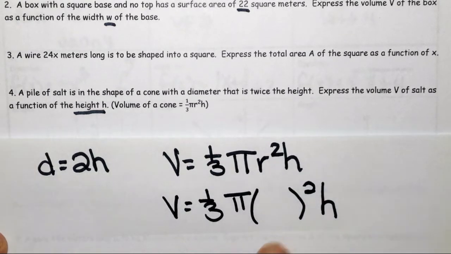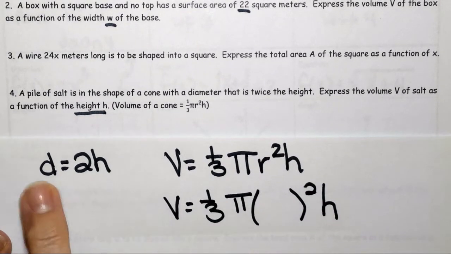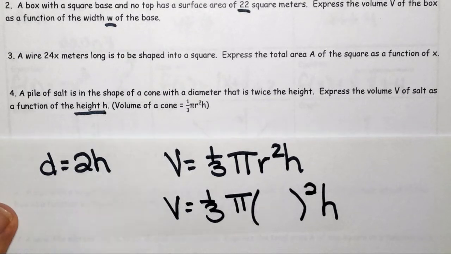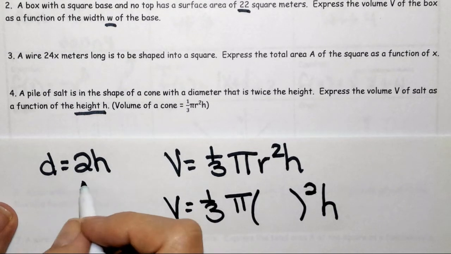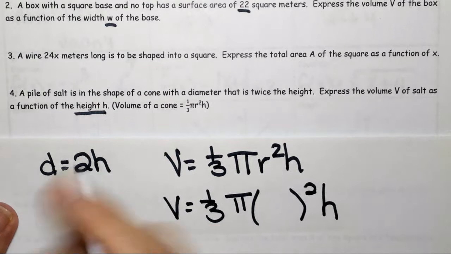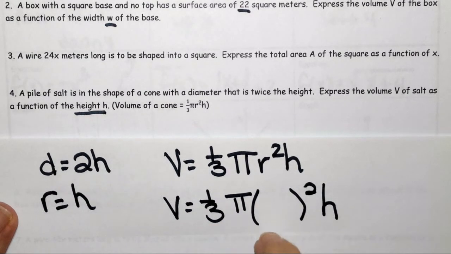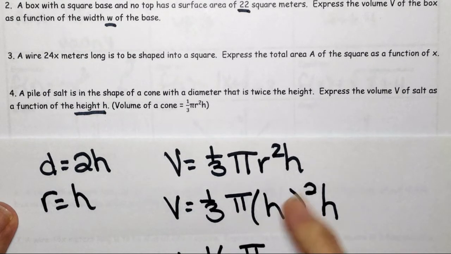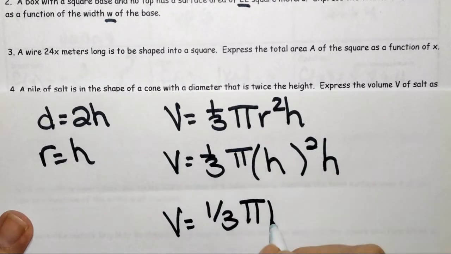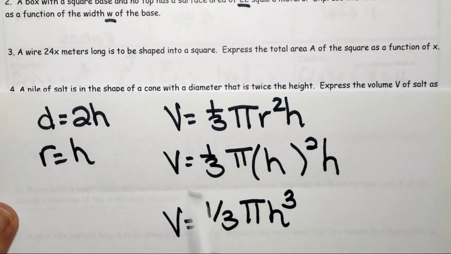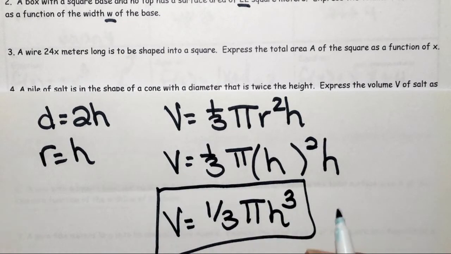So I need to figure out what r is. Well, I know the diameter is twice the height. So we also know the radius is half of the diameter. That means the radius is equal to just the height. So in place of r, I'm going to put h. So the volume equals 1/3 pi h squared times h, which is h to the third. And there you go.